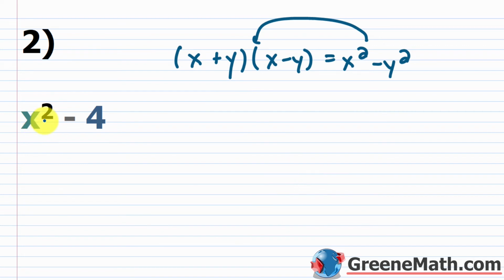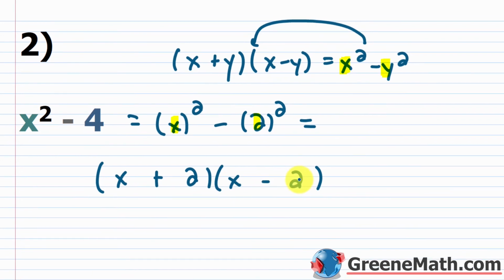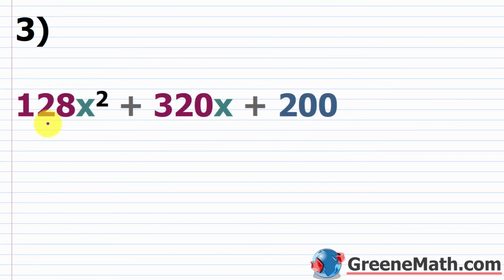So if I notice this x is being squared here, so this is a perfect square, and then minus 4 is what? It's 2 times 2, or 2 being squared. So using this formula here, all I need to do is take what's in the first position here being squared. Well, that's x. So I'm going to write this out in the first position of each binomial. Then I'm going to put a plus and a minus. And then again, what's in the second position that's being squared? In this case, it's 2. So I'm going to write that in the second position of each. So this is going to factor into the quantity x plus 2 times the quantity x minus 2. All right, let's look at problem number 3. So we have 128x squared plus 320x plus 200.